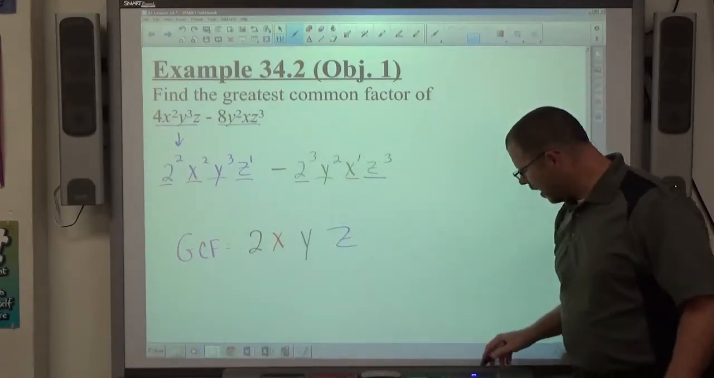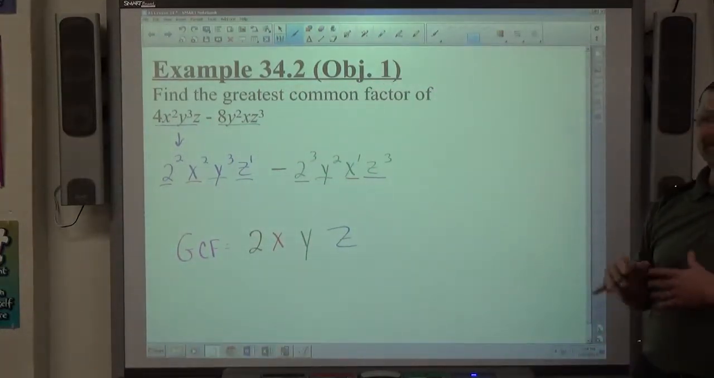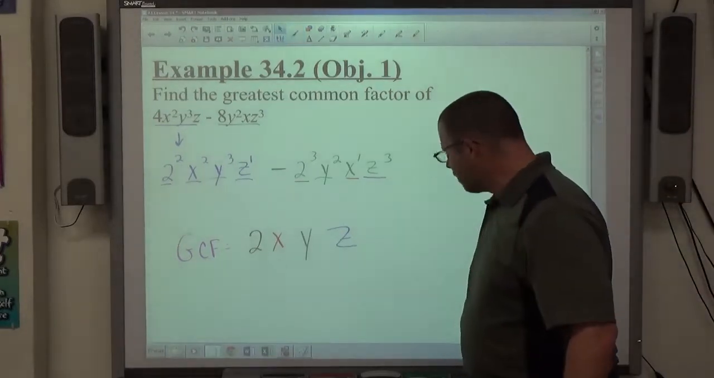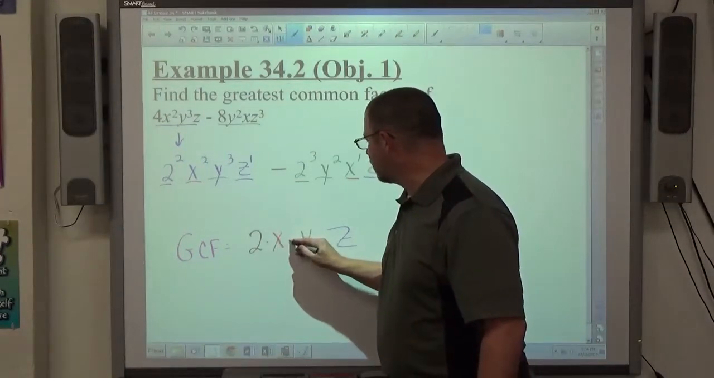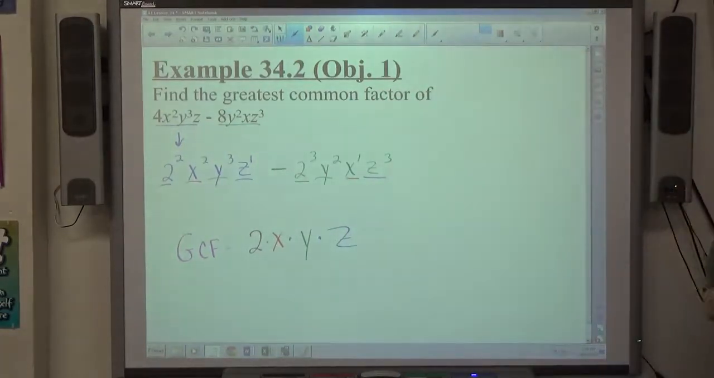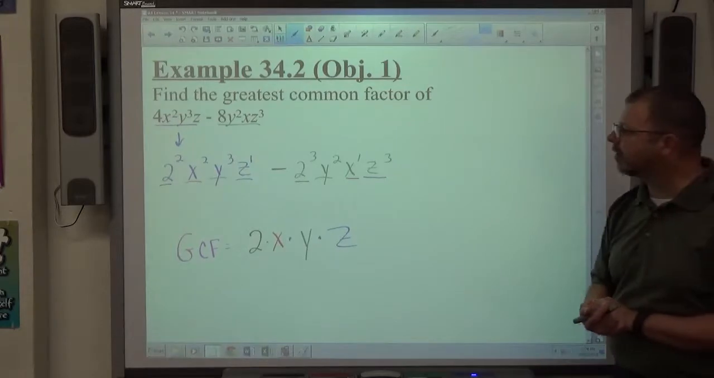It's constructed of those things. That's not what it is, but again, it's constructed of those objects. What I'm putting between those objects is multiplication symbols. They're all being multiplied together. Trying to create one specific term here that's the greatest common factor.